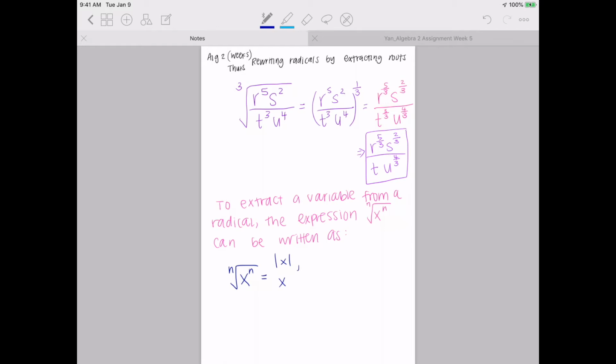If we need that absolute value, that's when n is even. And when n is odd, we don't need that absolute value. Let me show an example real quick.